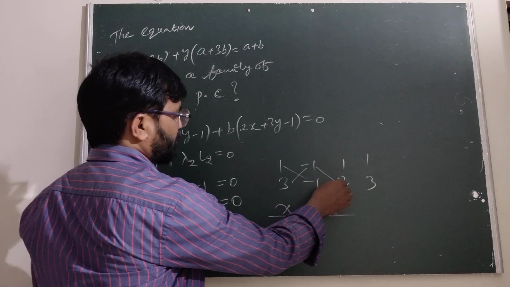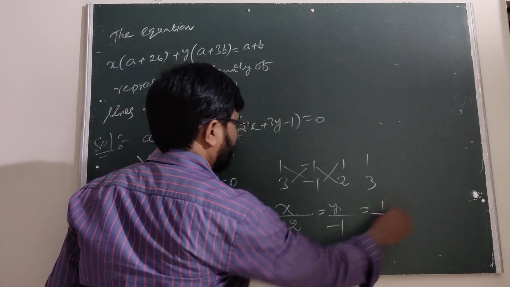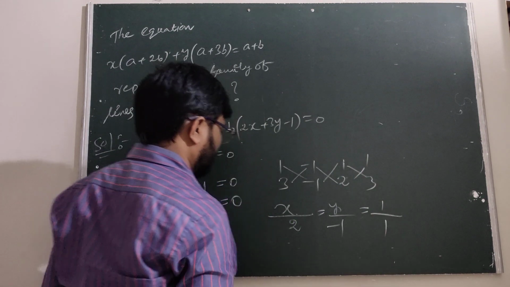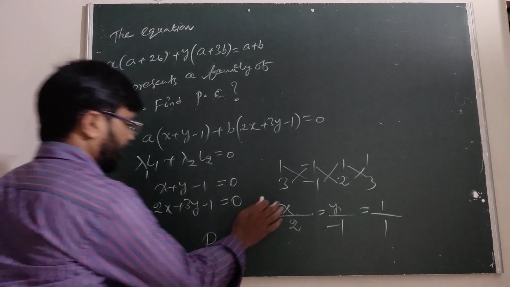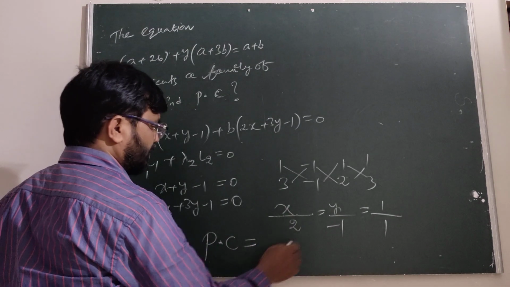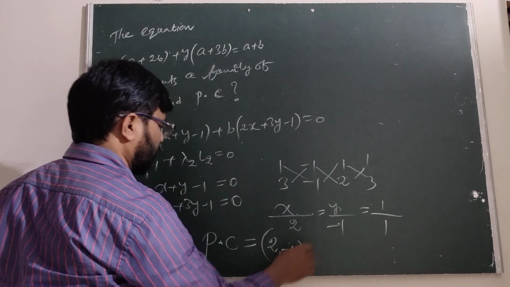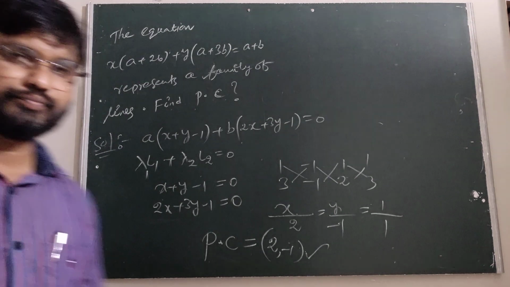Y by minus 2 plus 1. Minus 2 plus 1 is minus 1. 1 by 3 minus 2, 3 minus 2 is 1. The point of concurrence: x is 2, y is minus 1. This is (2, minus 1), the point of concurrence. Okay.